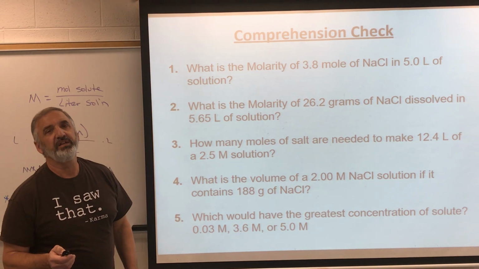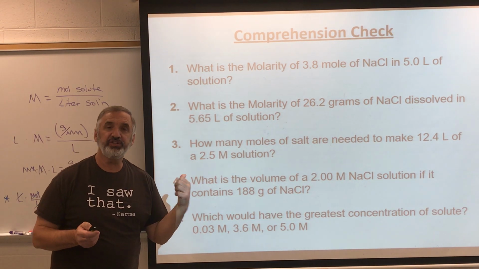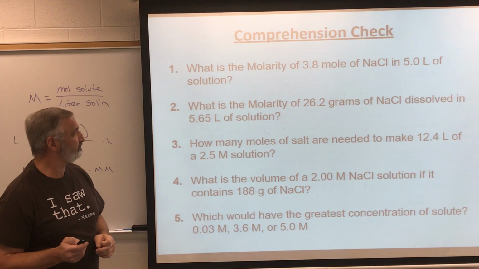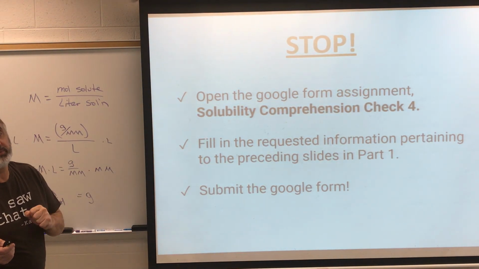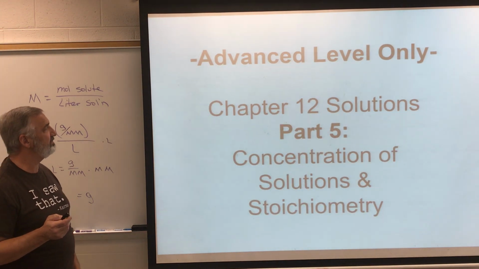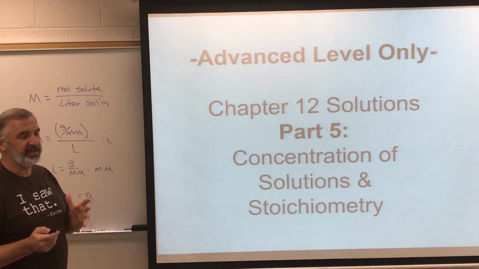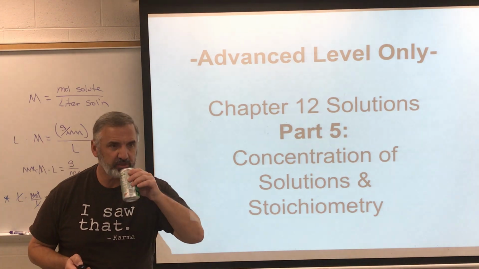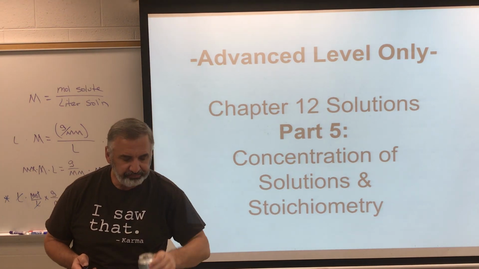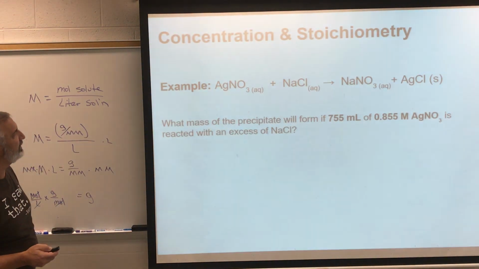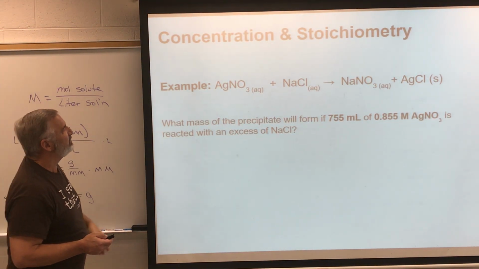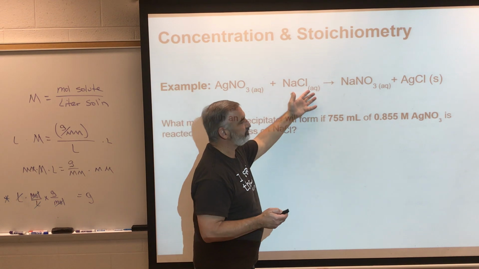If you are in advanced level, after you do your comprehension check, go ahead, and then we're going to do just one last little step. So advanced level, this is part 5. Last part. Your favorite, stoichiometry. Okay? So I have a chemical equation.